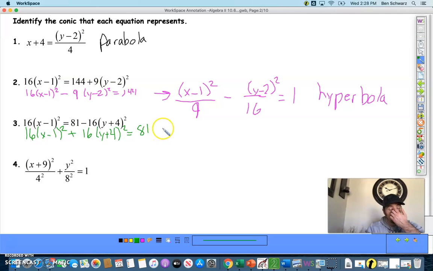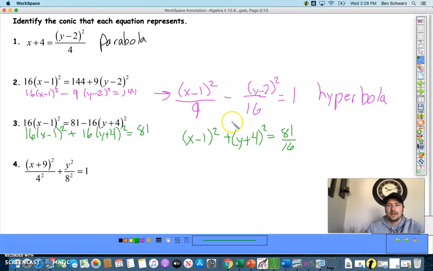No, it doesn't. It goes into 80. But either way, you notice you get the same numbers on both sides. So let's say we divided everything by 16. We would get (x - 1)^2 + (y + 4)^2 = 81/16.